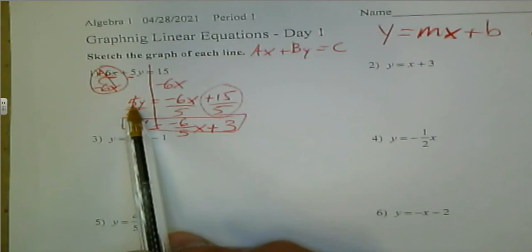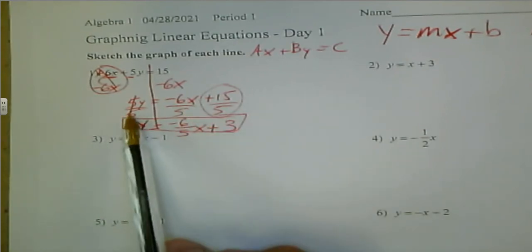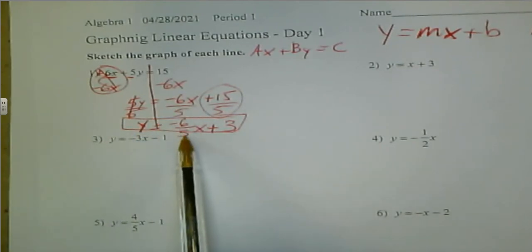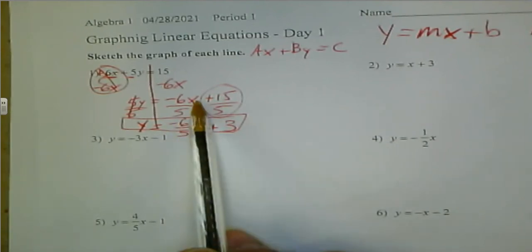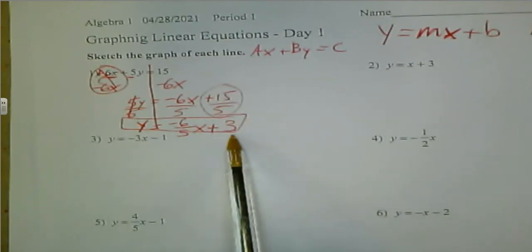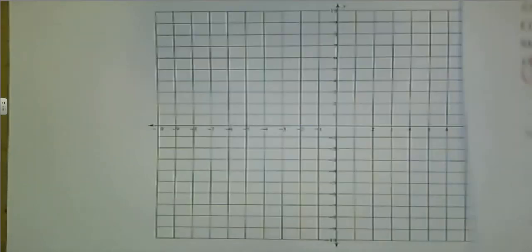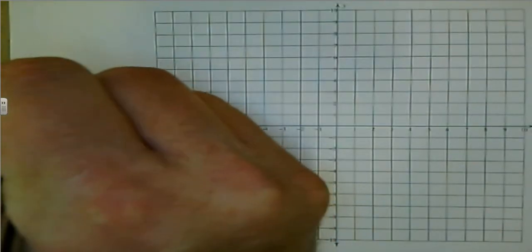We need to get rid of the 5 then. So we divide everything by 5. The 5's cancel off because it's multiplication and division. So 5 divided by 5 is 1. 1 times y is just y. We are going to leave this as a fraction, improper fraction, because we need the rise over the run and the x. We are going to do this part because we'd like a nice clean number in order to put a dot on the y-axis. 15 divided by 5 is 3. So we end up with this right here. So I'll rewrite that. Y equals negative 6 over 5x plus 3.